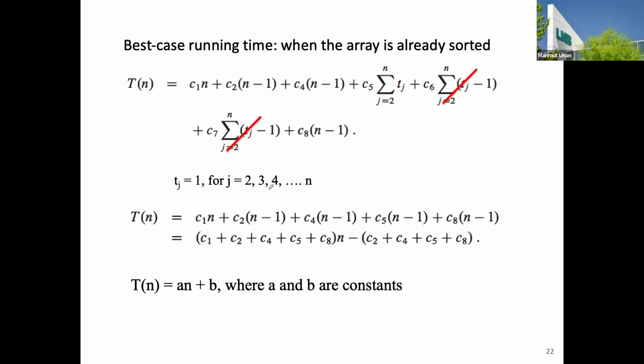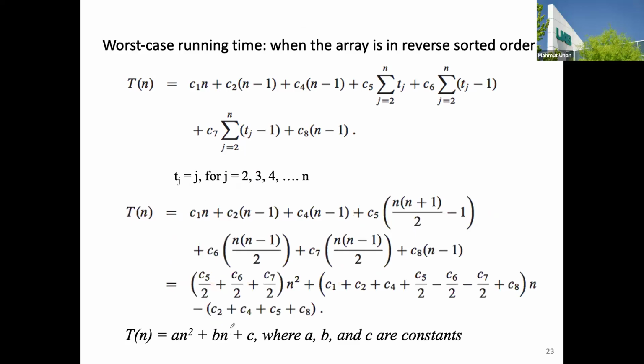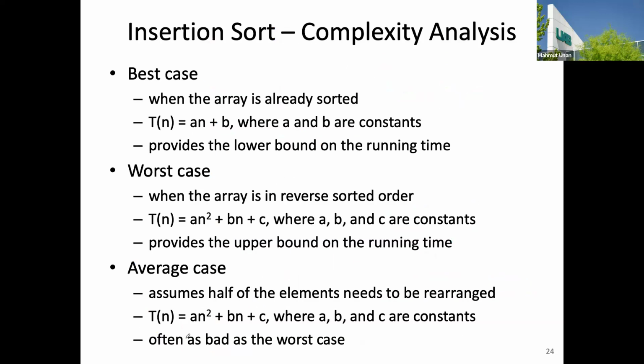But the long story short, at the end, you just focus on the power of n. The biggest power of n is going to give you the time complexity of the algorithm. And here we see that if it is reverse sorted or half sorted, I'm going to get this number. So that's why I'm saying O(n²). Best case, O(n). Worst case, O(n²). Average case, O(n²).